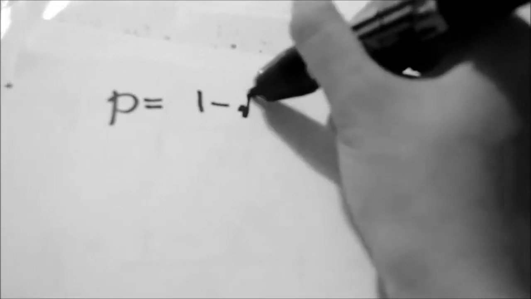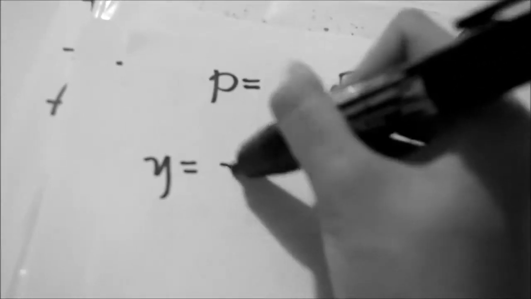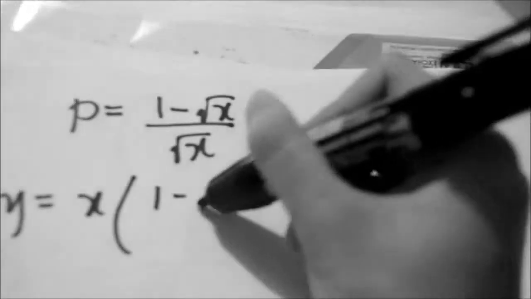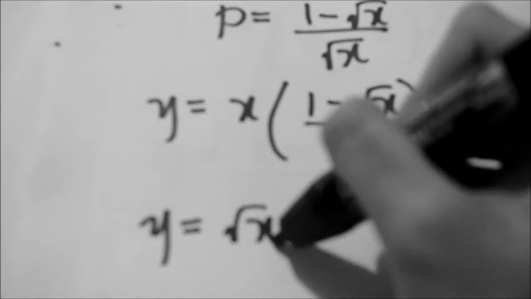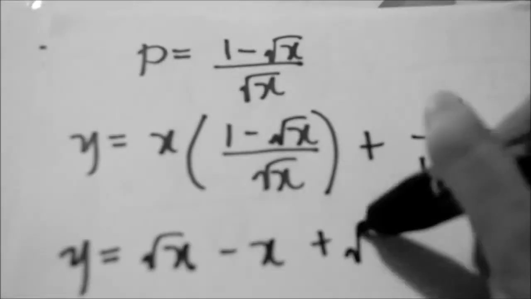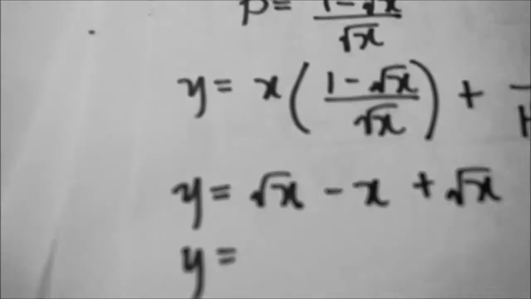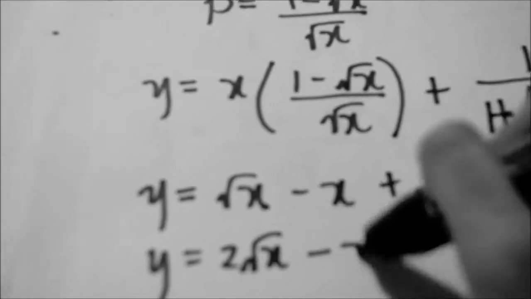Substituting first, p equals (1 minus square root of x) over square root of x. We will get y equals x times the quantity (1 minus square root of x) over square root of x, plus 1 over 1 plus the quantity (1 minus square root of x) over square root of x. You can simplify this further to get y equals square root of x minus x plus square root of x, or this is just equal to 2 square root of x minus x.